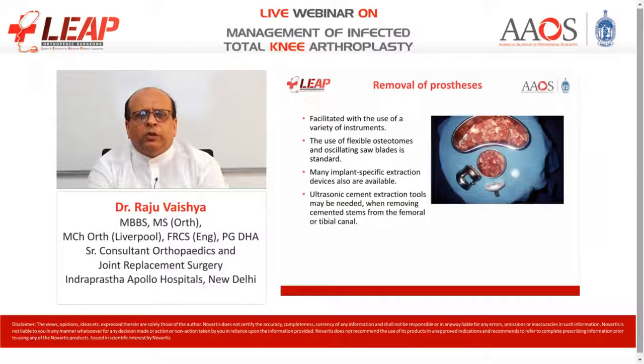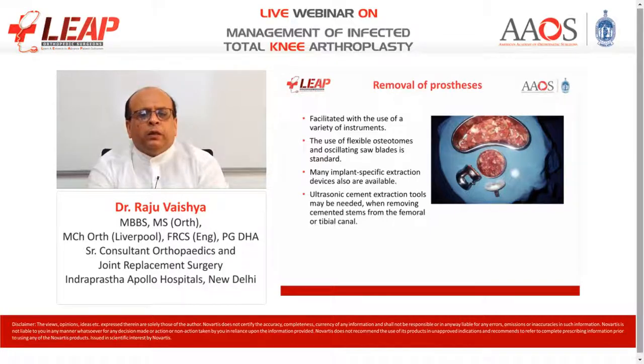Once you have exposed the infected TKR, the second step is to remove the existing prostheses. This is facilitated by a variety of instruments that are available. The flexible osteotome and oscillating saw blade are the most commonly used instruments. Many implant-specific extraction devices are also available these days. Ultrasonic cement extraction tools may be needed when removing cement stems from the femoral or tibial canal. Although these are expensive instruments, they are quite useful, and if you can get your hands on them, there is nothing like it.